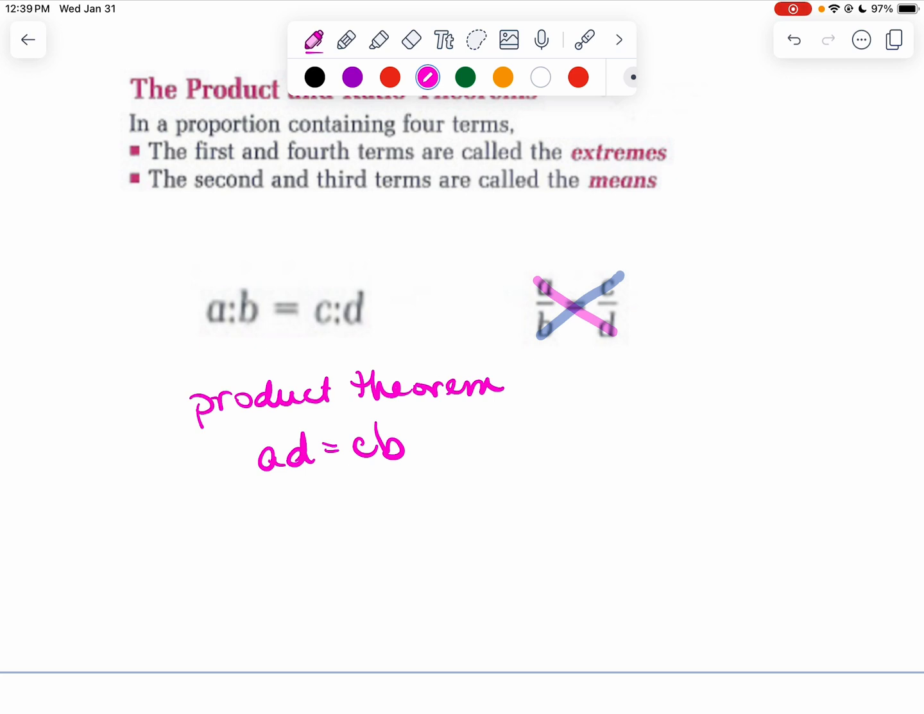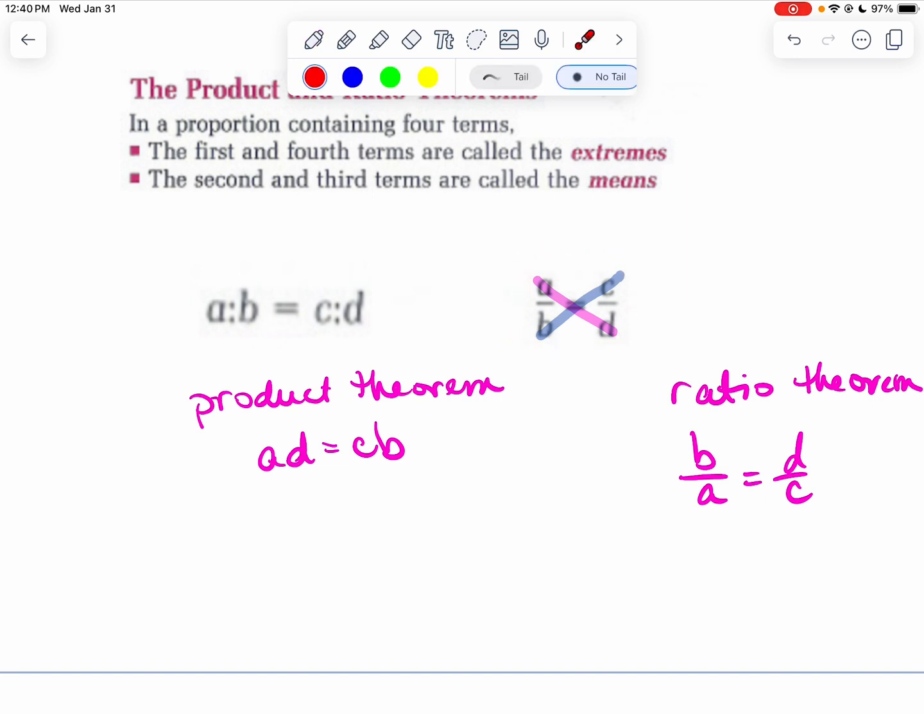Okay, the ratio theorem, and we're going to talk about this in just a second. We've got some notes further down. The ratio theorem says that I can flip my ratios. I can flip those fractions so long as the means and the extremes don't change. So you'll notice here, A and D were on the same diagonal. B and C are on the same diagonal. So as long as they match up, they stay on those diagonals, we're going to be fine.